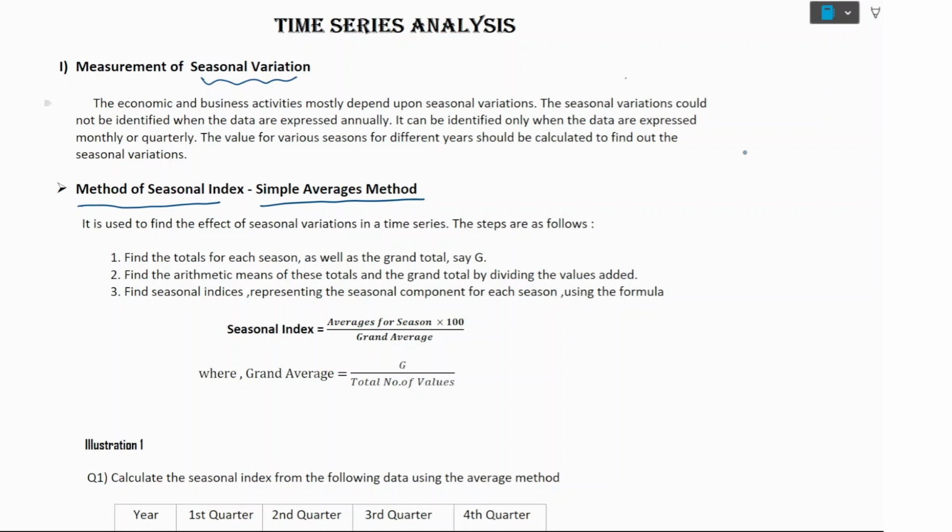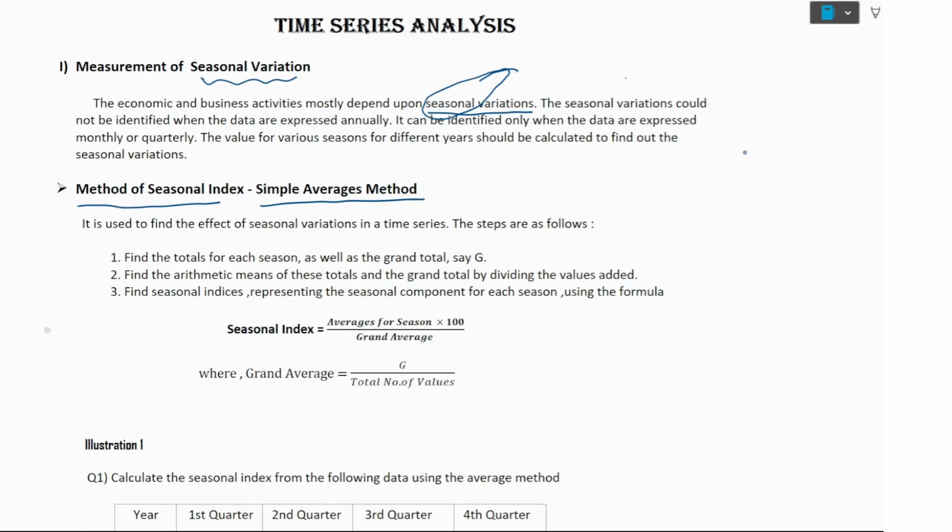Now see, economics and business activities mostly depend upon seasonal variation. Here, according to the season, the trend is going to change. We discussed that in the time of festivals or in the natural seasons like monsoon, summer, winter, the trend is changing. Therefore, how do you calculate that and predict for the future? That's what we are going to do by the method of seasonal index.